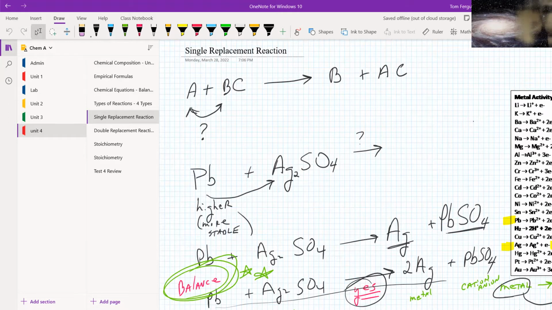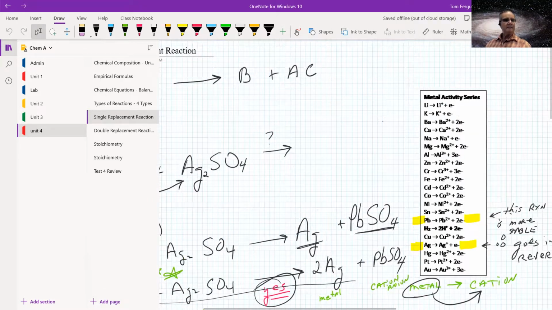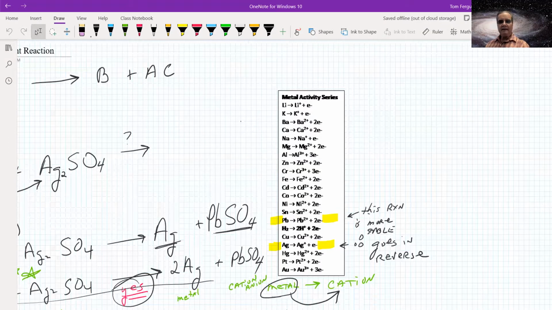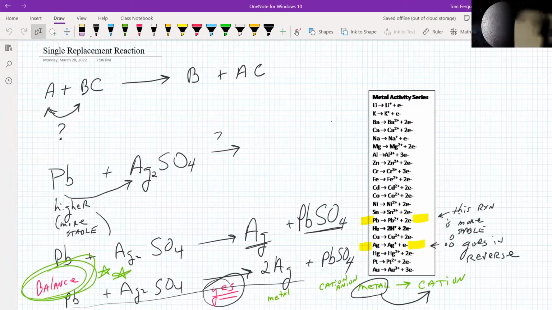Okay, so if the lead is higher, it'll do it. If it's lower, it won't. So the metal, not the ion, the metal has to be higher. If the metal is higher, it happens. If it's lower, it won't happen.